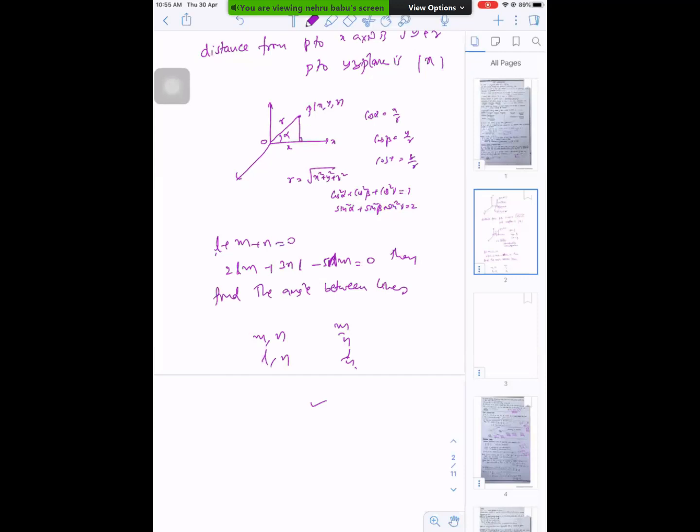If they are perpendicular, then you will get L1 L2 by N1 N2 plus M1 M2 by N1 N2 equal to minus 1. That is the perpendicular case.